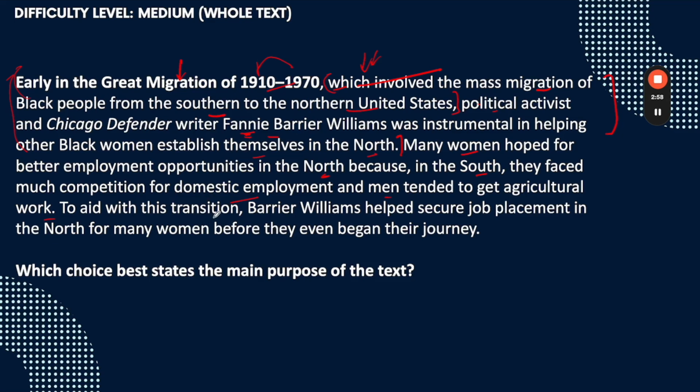To aid with this transition, Barrier Williams helped secure job placements in the North for many women before they even began their journey. Because they were facing issues in the South, they moved to the North. And who is helping them out in the North? Barrier Williams. This person is helping them secure job placements in the North even before they were starting their journey. The whole topic of this text is about this person, Barrier Williams, who's helping the black women secure jobs in the North, right? The purpose of talking about Barrier Williams is basically to tell us how she helped black women establish themselves in the North. That's the purpose of the whole text.